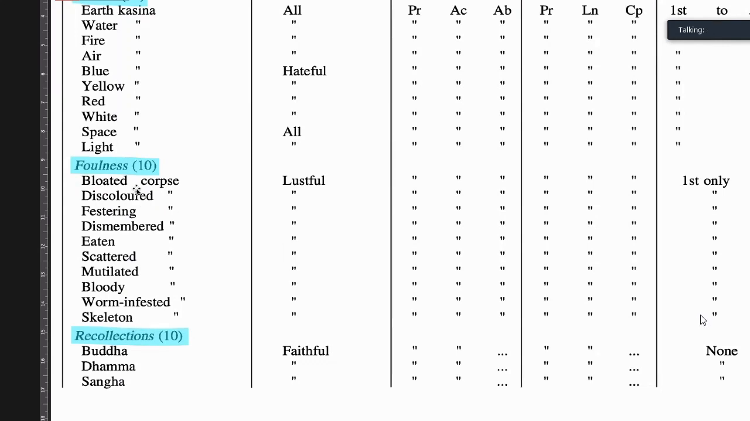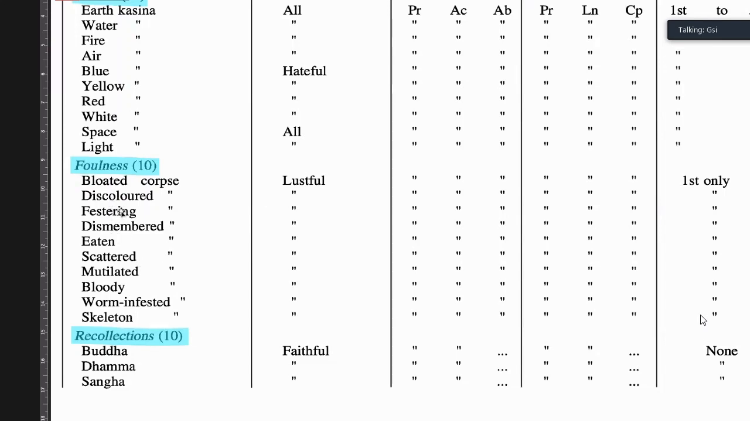This one is especially useful for people with a lot of lust, especially monks or nuns, who don't have any of the opposite sex. Then sometimes lustful thoughts come up. If the mind cannot control these things, then you have to use the bloated corpse or discolored corpse, the foulness, the ten charnel ground contemplations. Then it helps to overcome that lust.